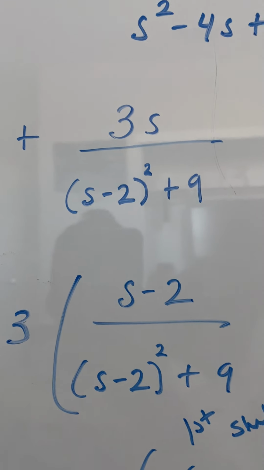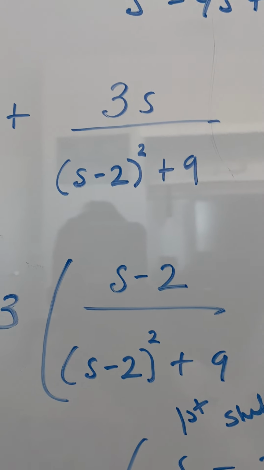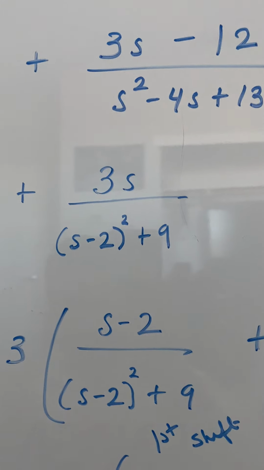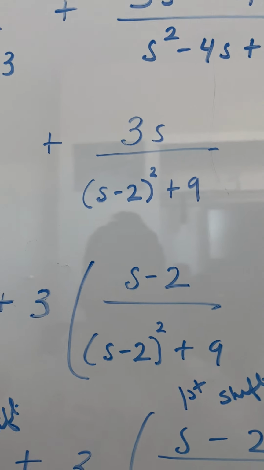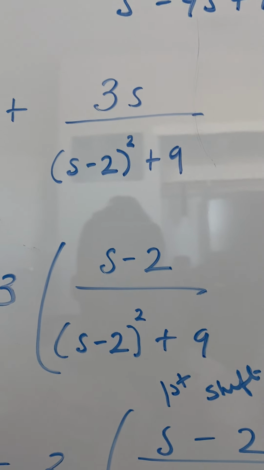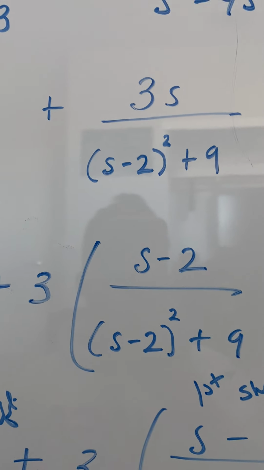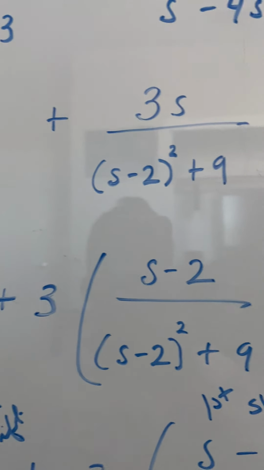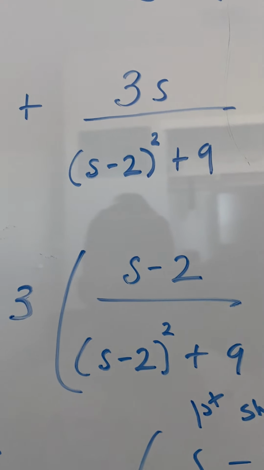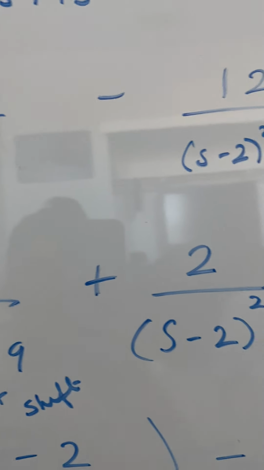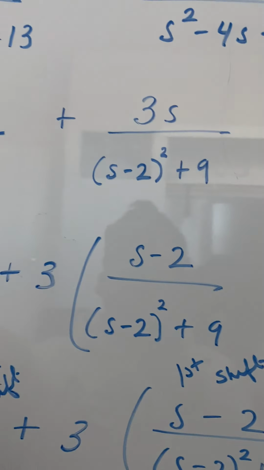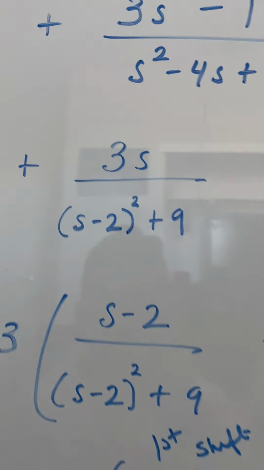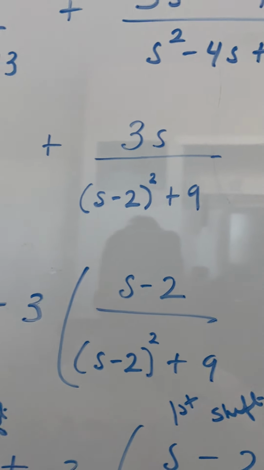I'm going to try to make it into a cosine. So I took the 3 out, and in order to make it a cosine, I needed an s minus 2 at the top. So when I do that and I distribute back, I have an extra minus 6. So I have to add a 2 in. So when I distribute the 3 in, I get a plus 6, and the value doesn't change, and I just get 3s at the end.